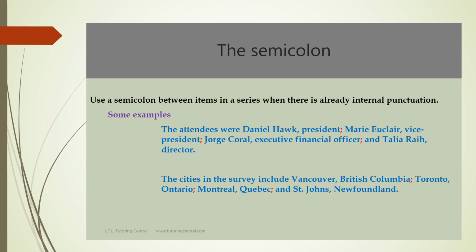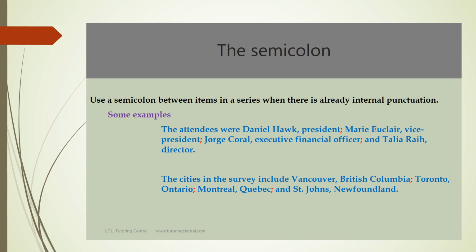Another use of the semicolon is between items in a series when there is already internal punctuation. So for example, the attendees were Daniel Hawk, President; Marie Auclair, Vice President; George Corll, Executive Financial Officer; and Talia Ray, Director. So we already have lots of commas in here between the names of the people and their jobs.